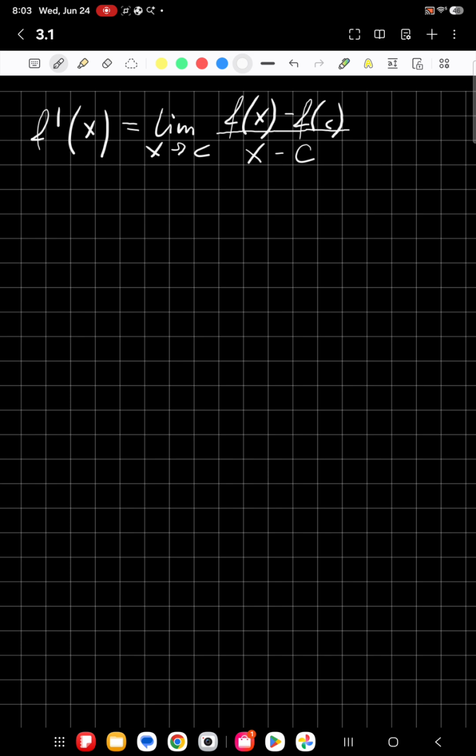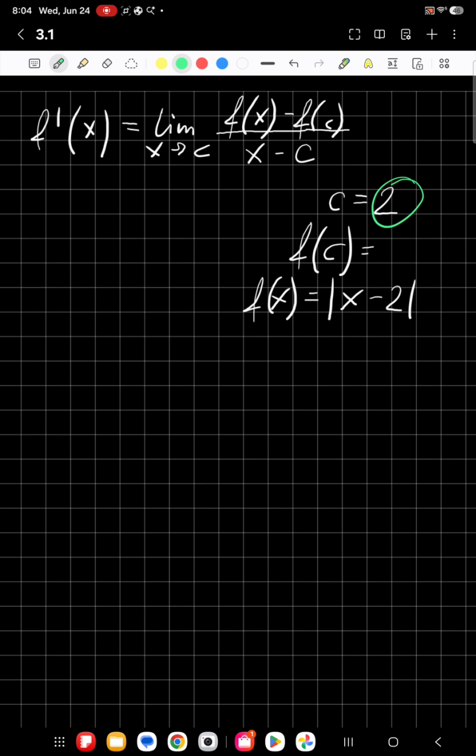Okay, so we know what c is, right? So c was 2. So if c is 2, it's pretty easy to calculate f of c. We just plug it into the function. f of x was absolute value of x minus 2. We double check, yeah. So we just take that c and plug it in for x. So if we do that, f of c is 0.